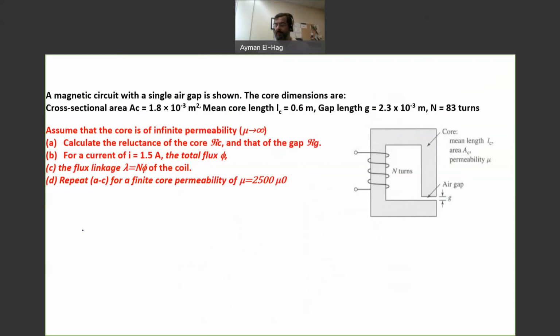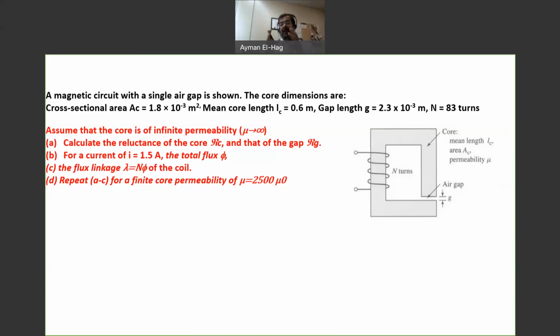So in this question here, we have a magnetic circuit. What is a magnetic circuit? It's a circuit that has basically two main things: a coil, and the coil will carry a current, and that current will be responsible to produce a flux. And then you have the magnetic material where the flux goes through, and this magnetic material might have an air gap between the different branches. Okay, so that's basically a magnetic circuit.